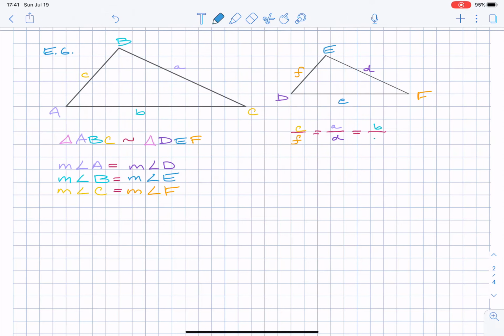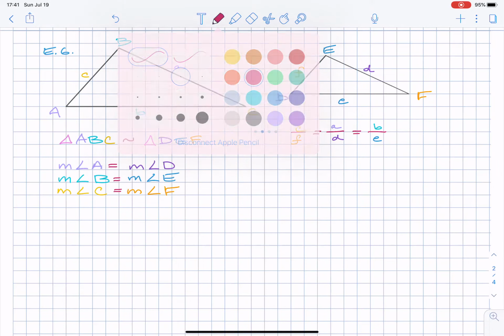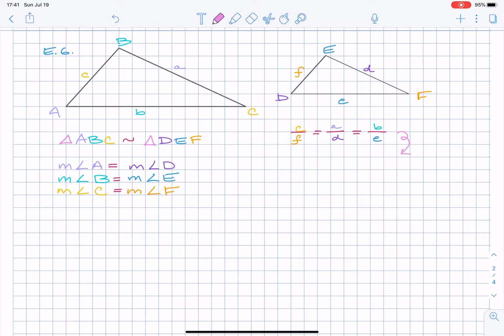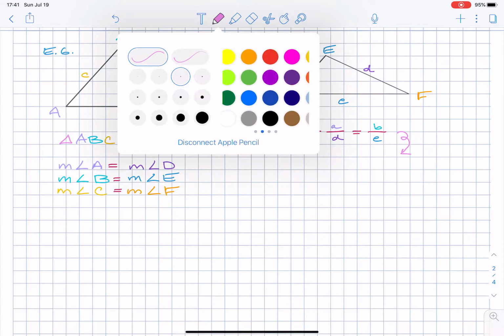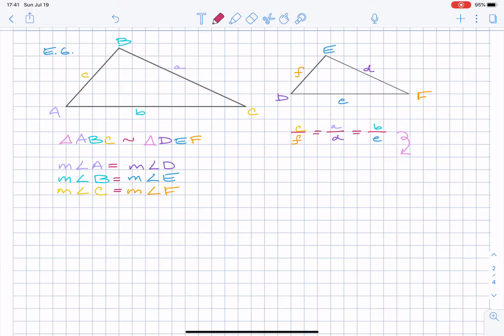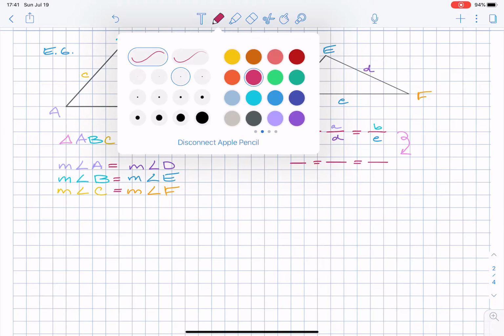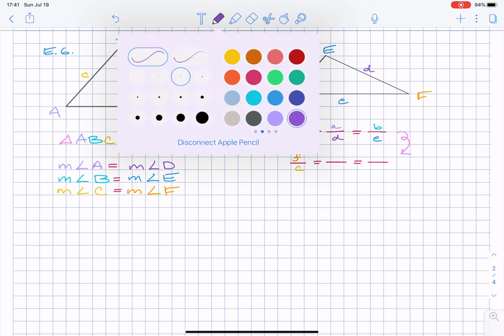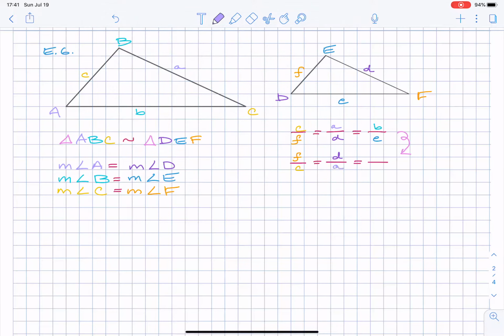And the reciprocals too. I could flip all of these upside down to get a similar relationship. So flipping these ratios upside down, we'll have F over C is the same as D over A is the same as E over B.